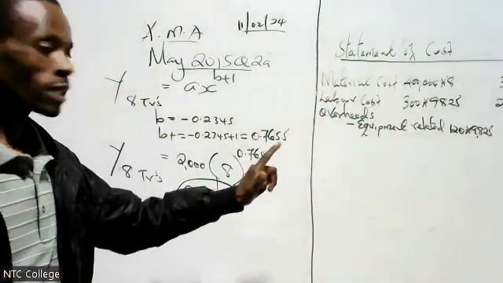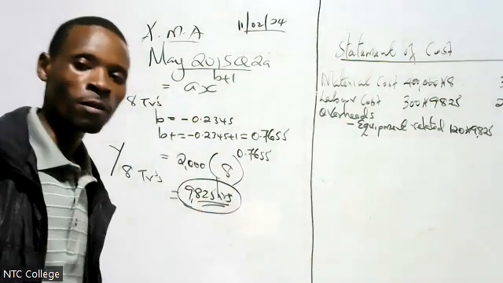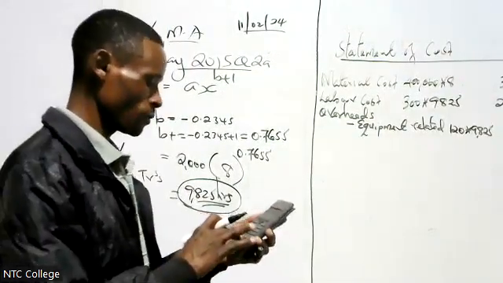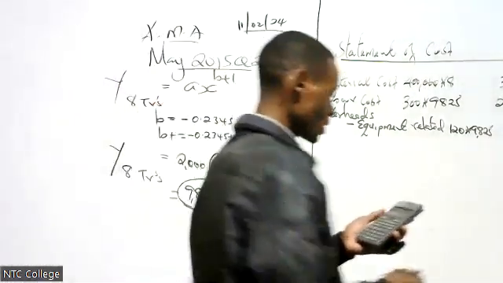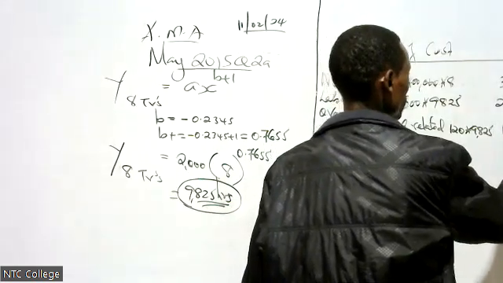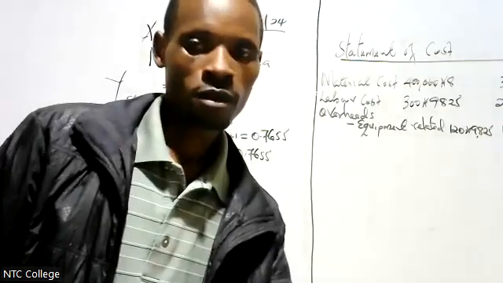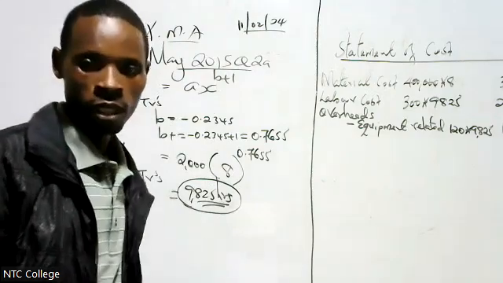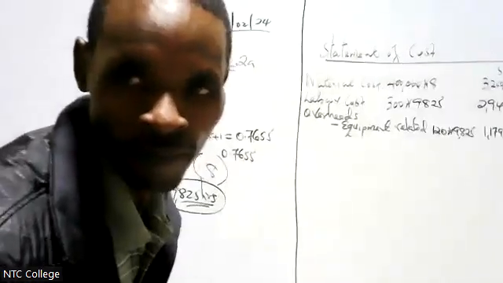Overhead absorption rate is 120, and they vary according to labor hours. So that one comes to 1,179,000. Are you following? Yes. My camera is not clear, but I believe you are following.